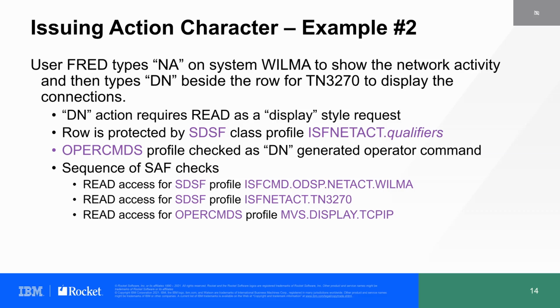So following that is the sequence of SAF checks that we make. So again, the read access to the SDSF class profile required to get into the NA panel. He's going to need read access to that row object, which is isf.netact.tn3270. And then he's going to need read access to the opera commands profile, mvs.display.tcpip.